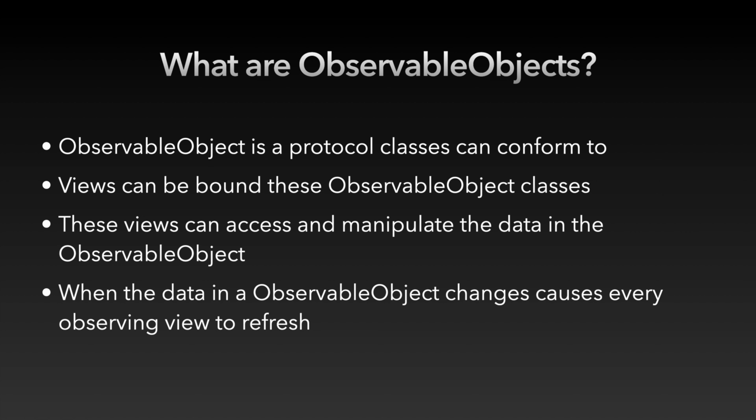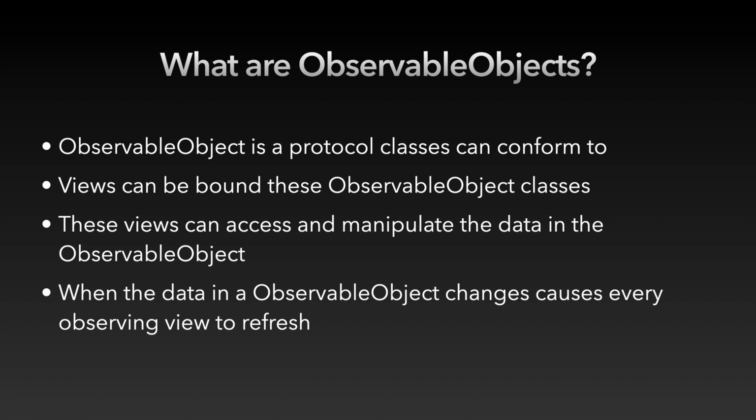Rather than a property wrapper that gets assigned to variables, observable object is a protocol classes can conform to. Of course, these classes can contain data, for example, a string assigned to a variable. We can bind one or multiple views to the observable object. In other words, we can make these views observe the observable object.